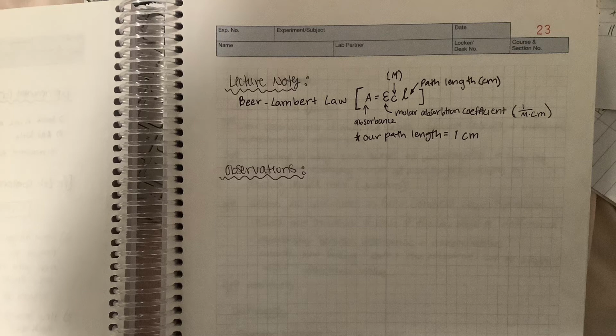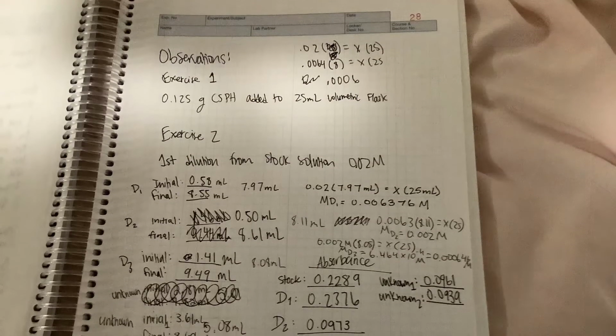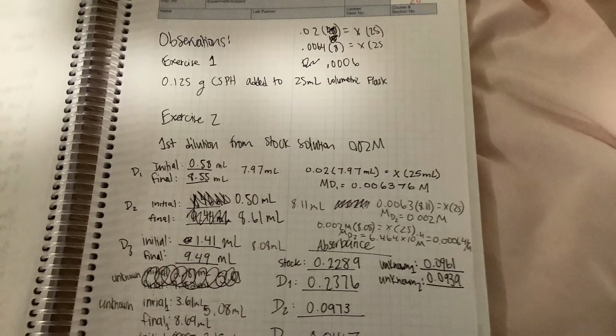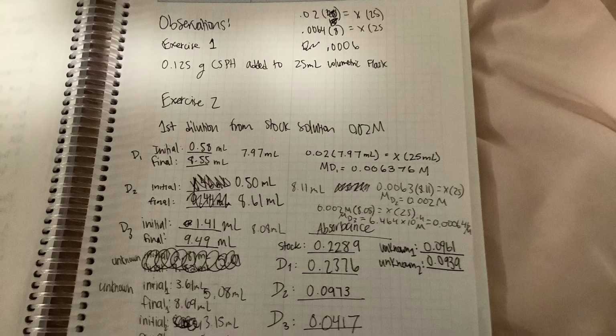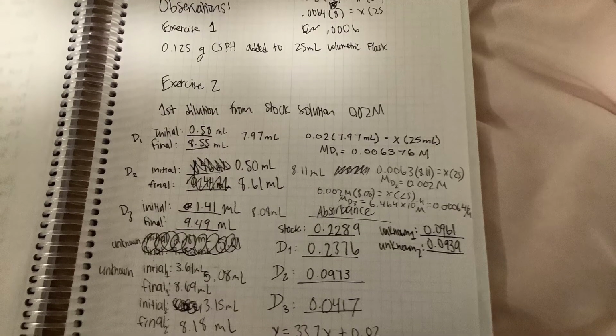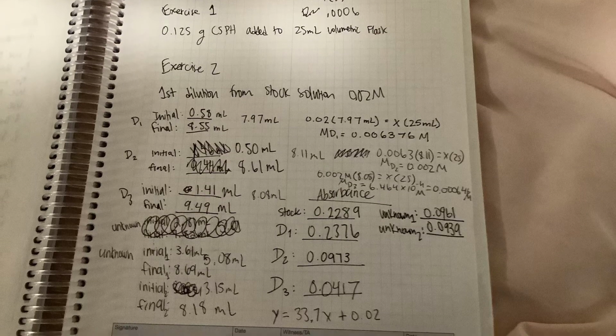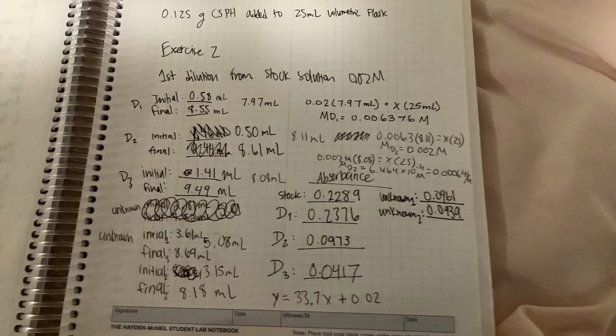Here you can see that all of the data is recorded with the labeled samples of D1, D2, and D3. You can also see that the absorbance data is recorded for all of the samples and that the significant figures for the volume are recorded to 2 decimal places.